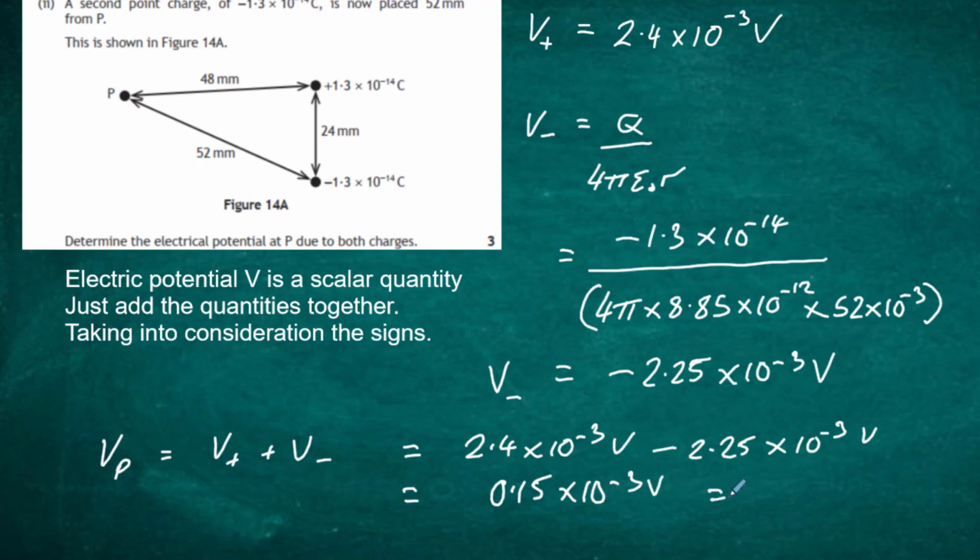We can put that into standard form by saying it's 1.5 times 10 to the minus 4 volts. But a key point here is just add the contributions of the charges together at point P.